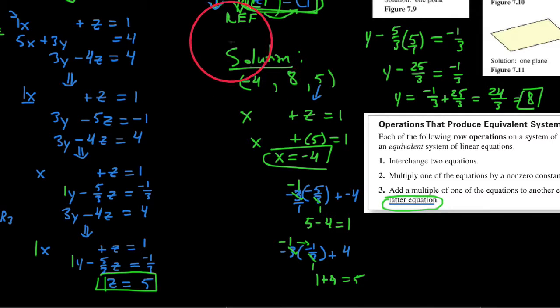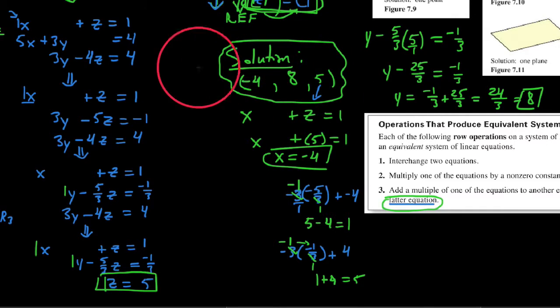So this ordered triple here, what we want to acknowledge is that if I were to go back and graph all three of these linear planes, which is something I could do, then the point at which all three of these are colliding is at negative 4 on the x, positive 8 on the y, and positive 5 on the z, that point in space.